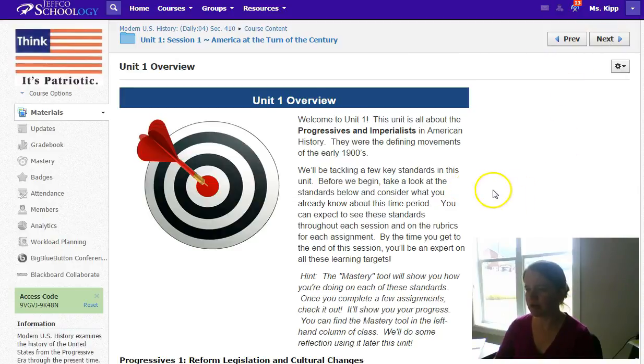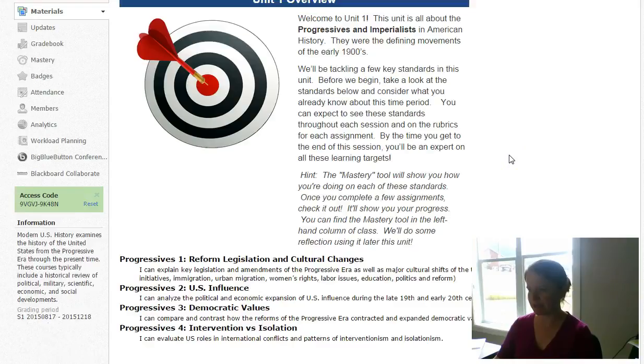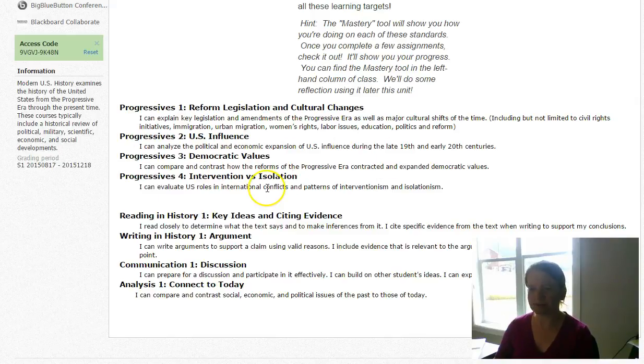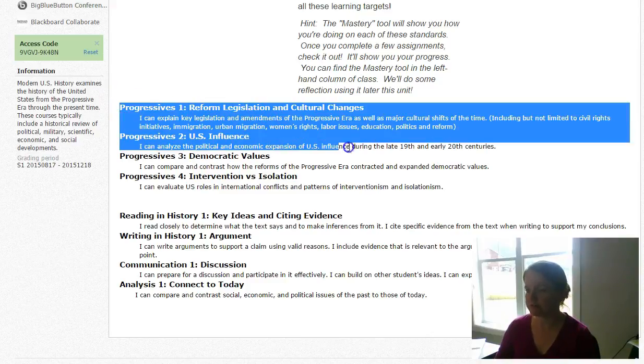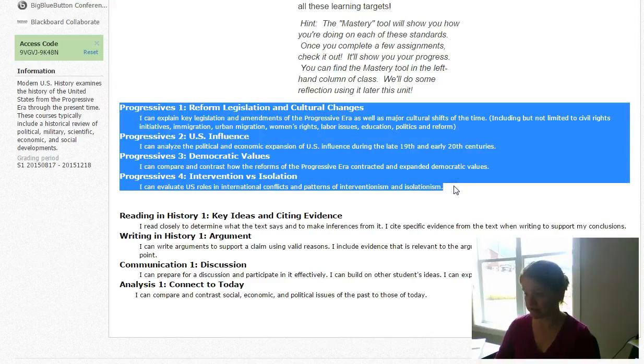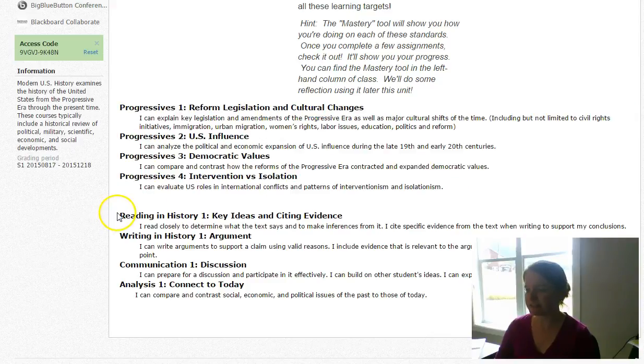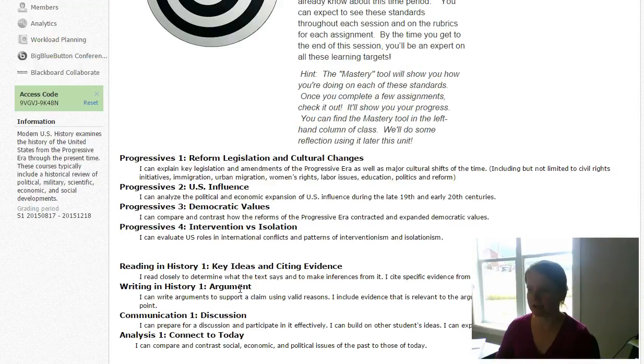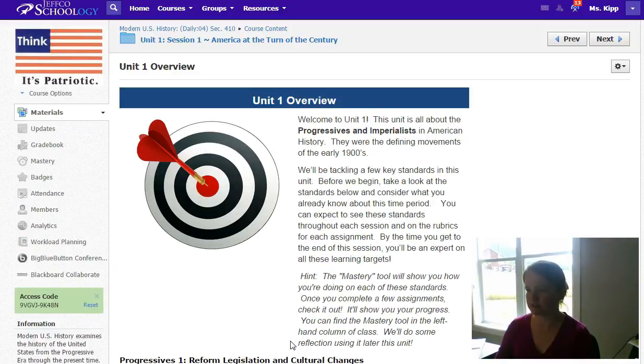I wanted to point out the Unit 1 overview page. I'm filling you in on some of the main content standards that we're going to be learning in this particular unit. It highlights some of the main ideas about progressivism that we're going to learn and some of the skills that we're going to practice: reading in history, writing in history, citing evidence, arguments, making good discussion, connections to today, as well as some of those nitty-gritty history concepts. So this is where you'll find the standards.